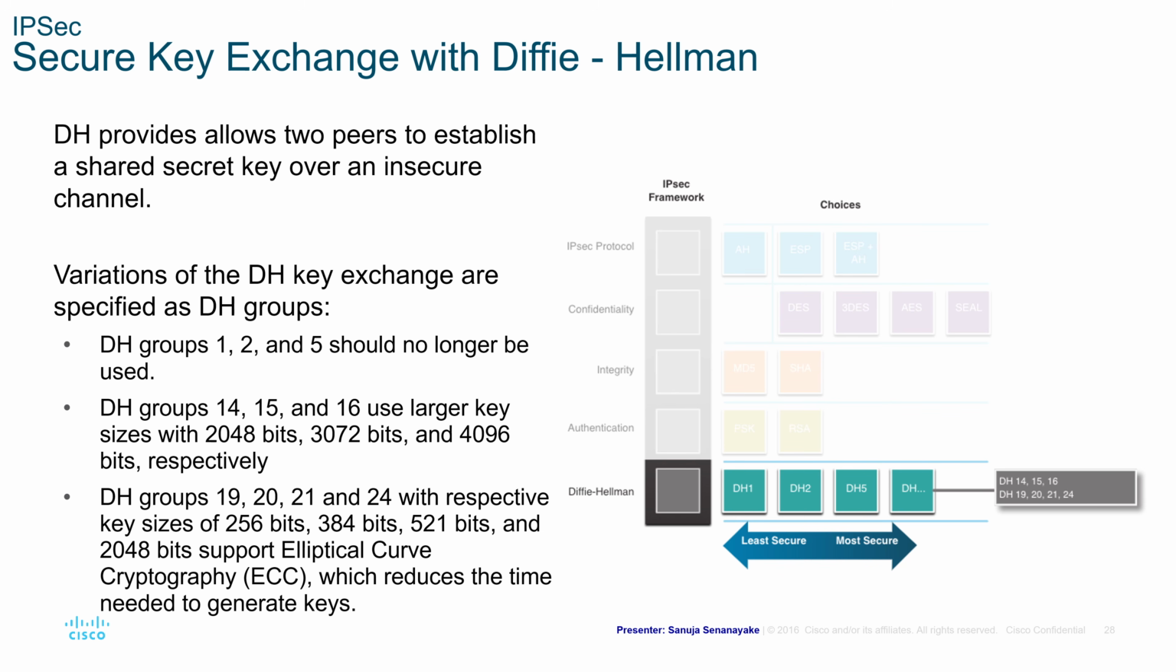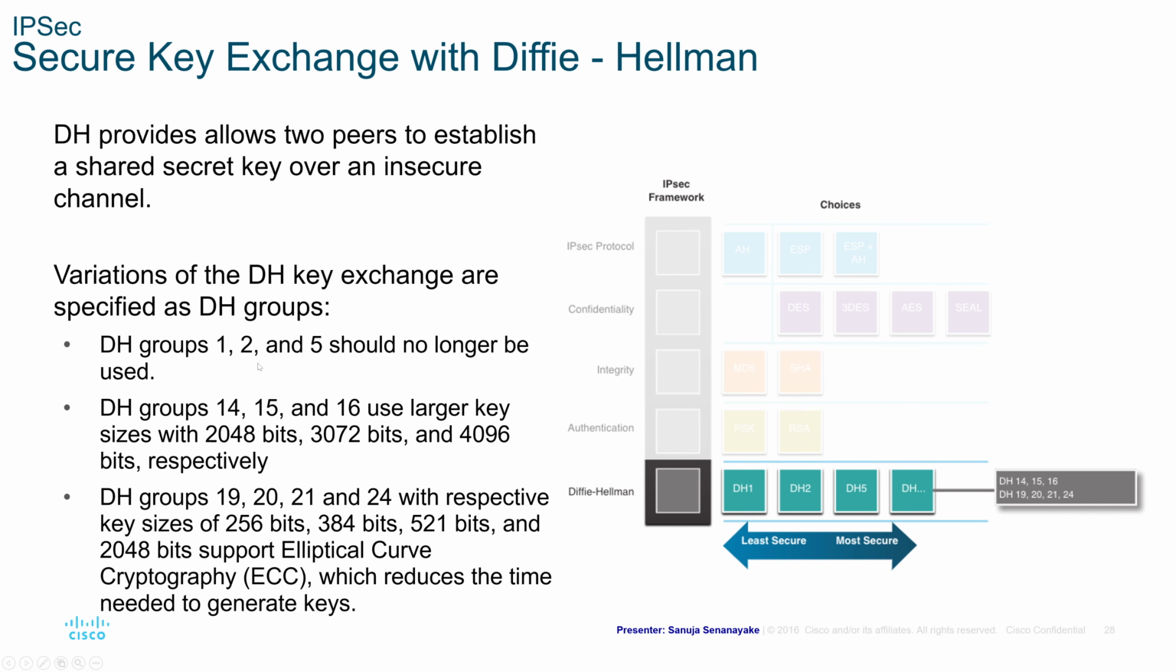So DH, or Diffie-Hellman, providers allow two peers to establish a shared key over an insecure channel. Variations of the DH key exchange are specified as DH groups, described on the right hand side right here with this diagram: DH1, DH2, DH5, etc., etc.